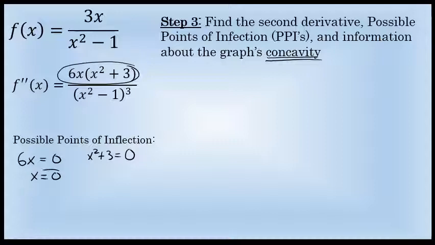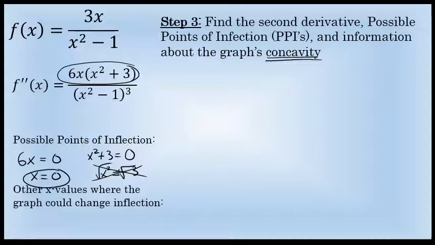So x equals 0 is one possible point of inflection, and x squared plus 3, if it had a solution, would also be places where the graph could change concavity. But in this case, setting x squared plus 3 equal to 0 yields two imaginary numbers, plus or minus the square root of negative 3. Since those are imaginary, those are not possible points of inflection. We only have one. X equals 0 is a place where there could be a point where the graph changes concavity from concave up to concave down, or concave down to concave up.